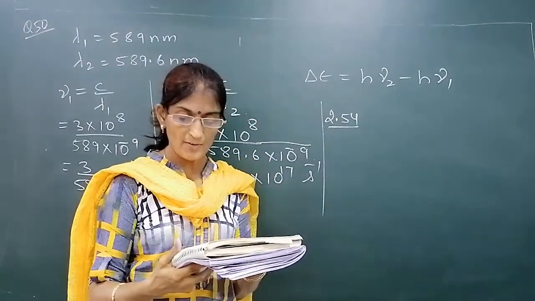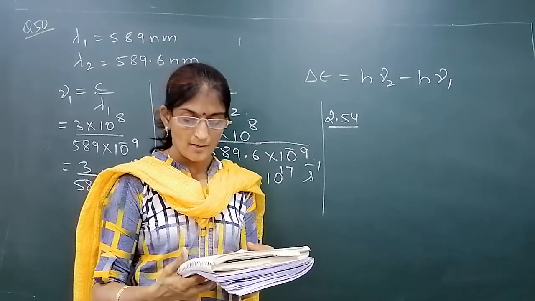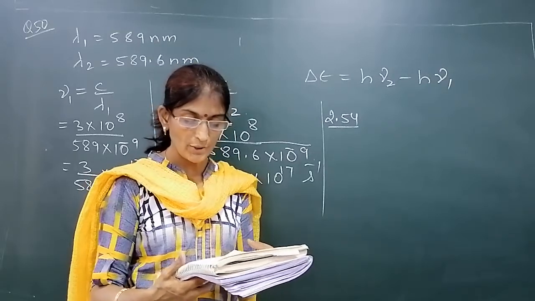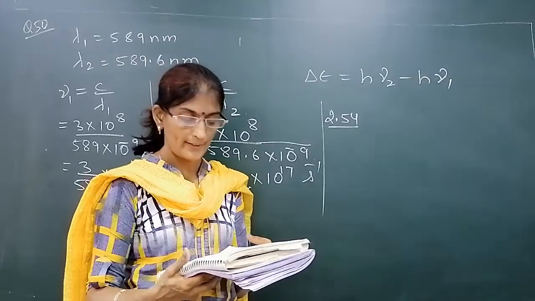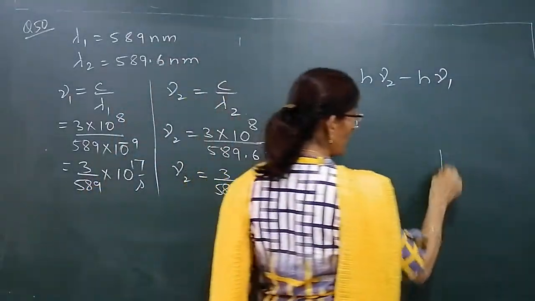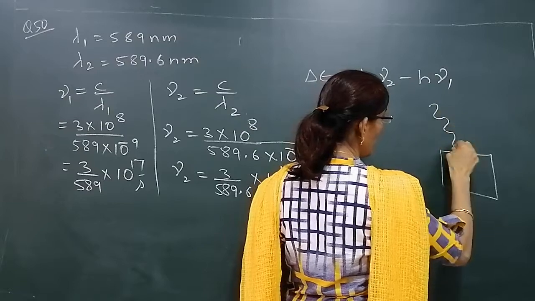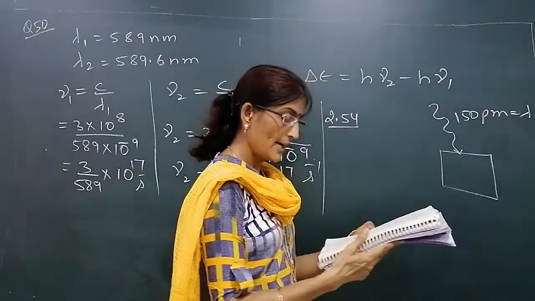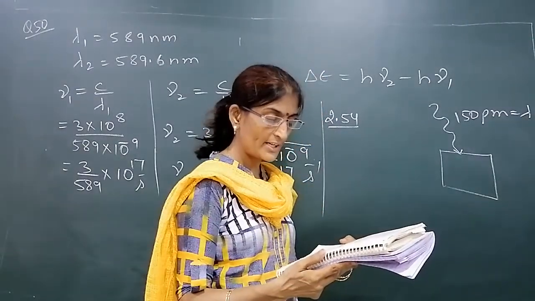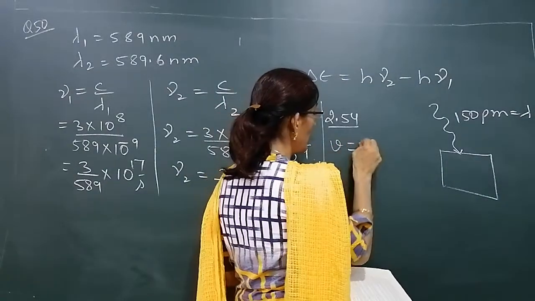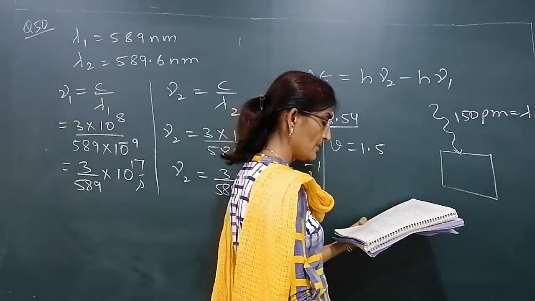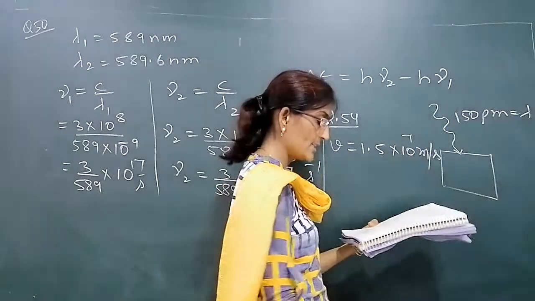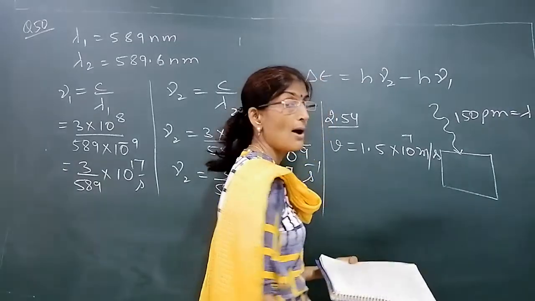If a photon of wavelength 150 picometer strikes one of the inner bound electrons and it is ejected with this velocity, what is the energy with which it is bound to the nucleus? Photoelectric effect. Radiation having wavelength 150 picometer is incident on a metal. The electron is ejected out, and the ejected electron has velocity 1.5 into 10 to the power 7 meter per second. Calculate the energy with which it is bound to the nucleus.